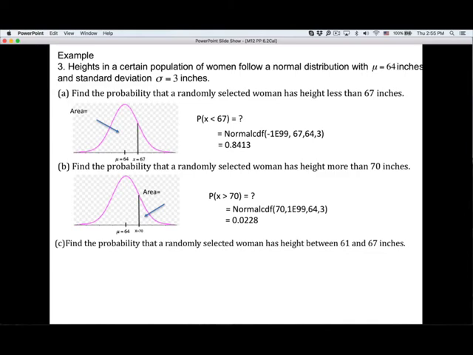Okay, C. Find the probability that a randomly selected woman has height between 61 and 67 inch. So try to do it by yourself. Sketch the picture, highlight the area, which part of the area you're looking for, and show me all your work.